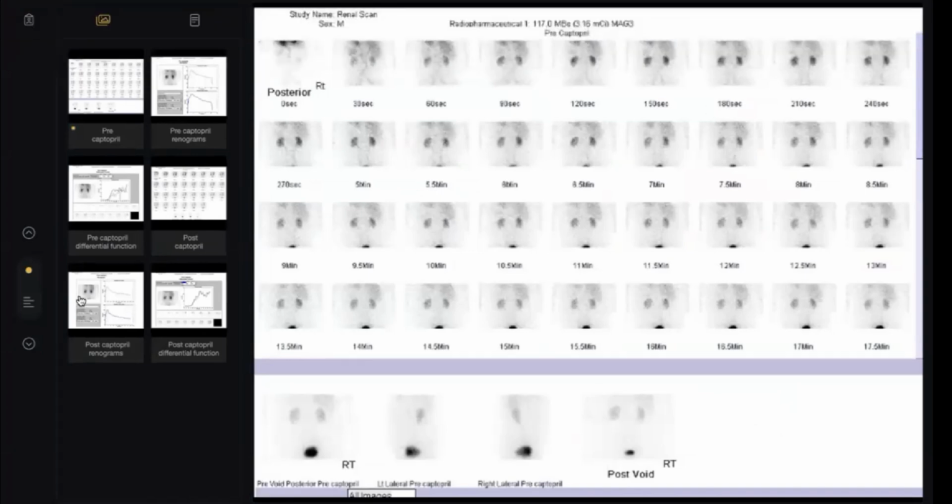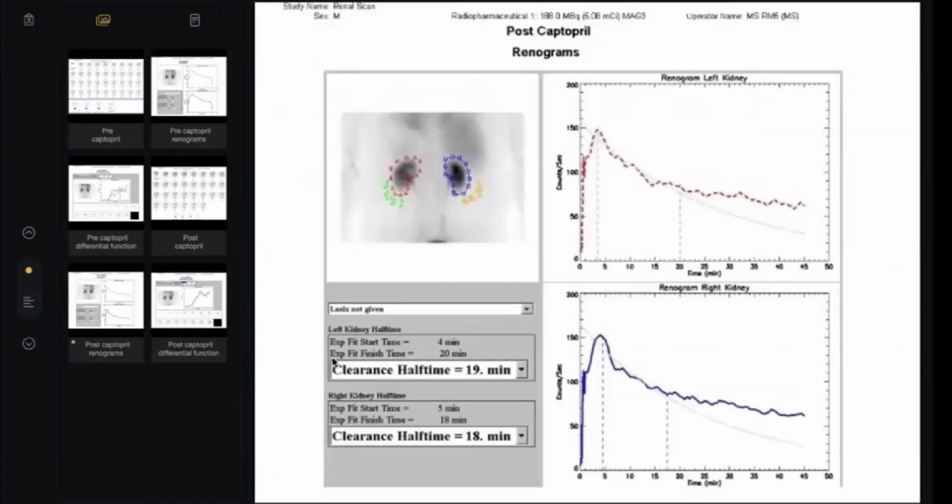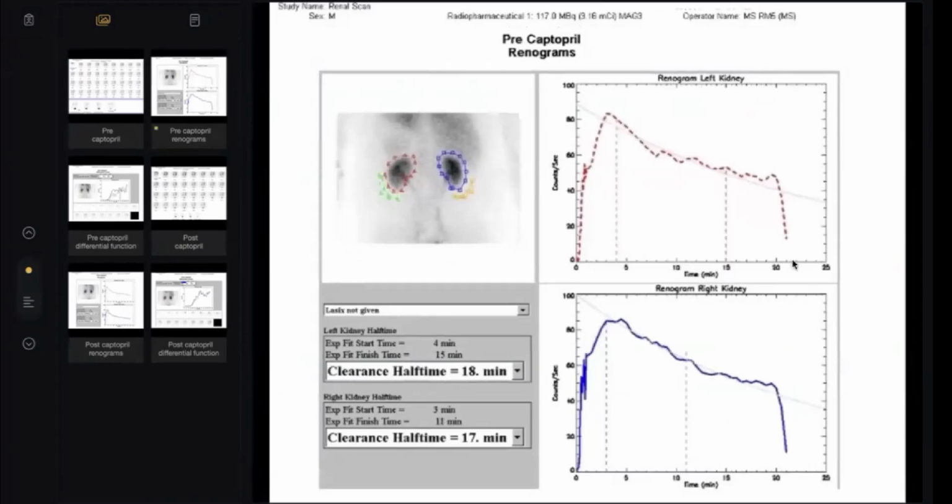By the way, this is the normal one. See my colleague, this is the normal renogram MAG3. See my colleague, this is the pre. What happened? I think the left one is similar to the right one. What happened here, my colleague? See, time to peak is from 3 to 5 minutes.